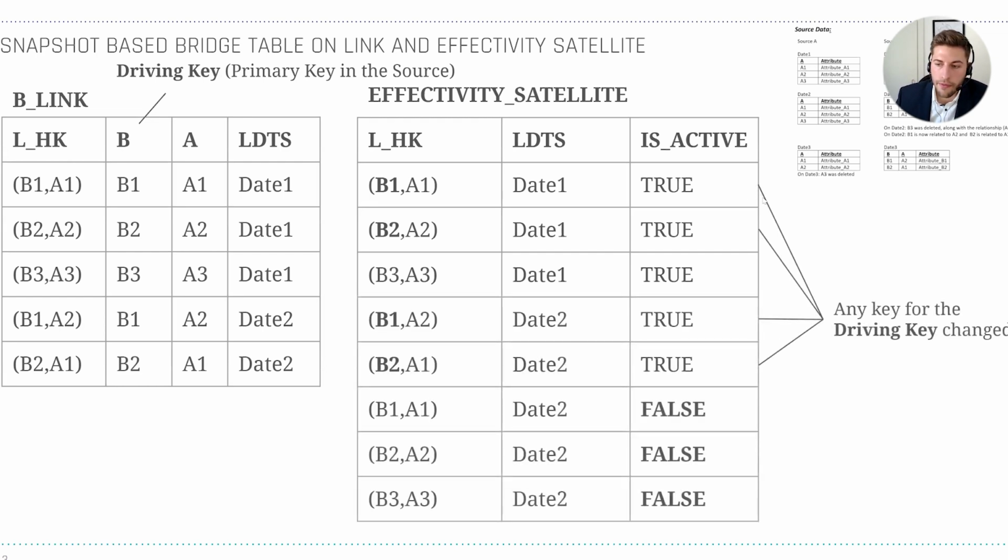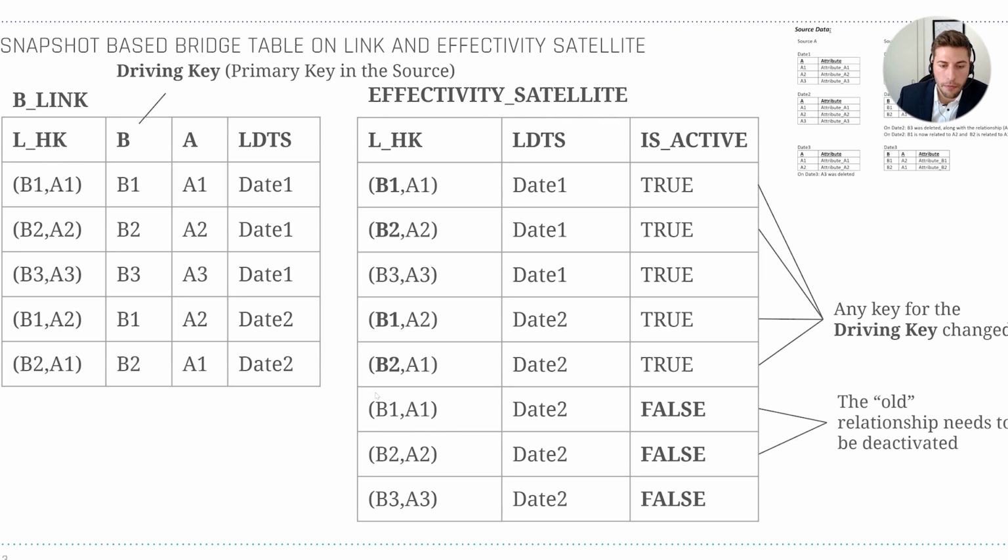So to catch the first scenario, we have a key change for the driving keys, for the B key. And this is here on the first two rows for B1 and B2. So we add the new ones here, B1 and B2. And in the next step, we mark the old relationships.